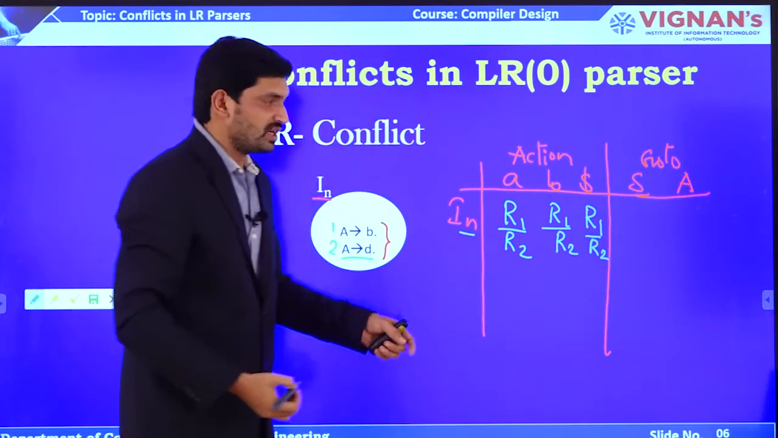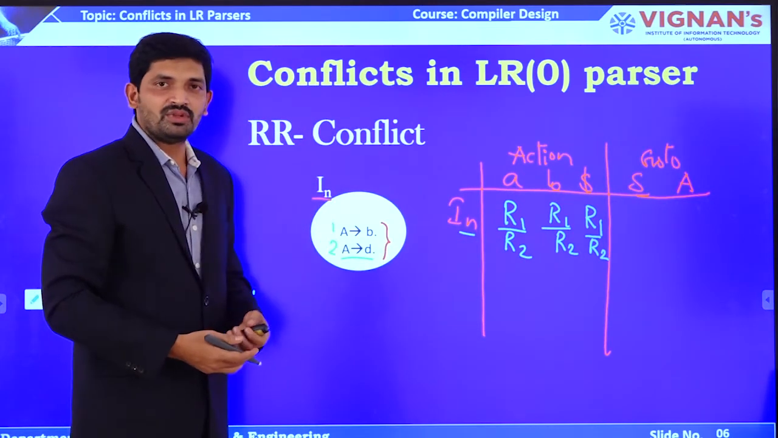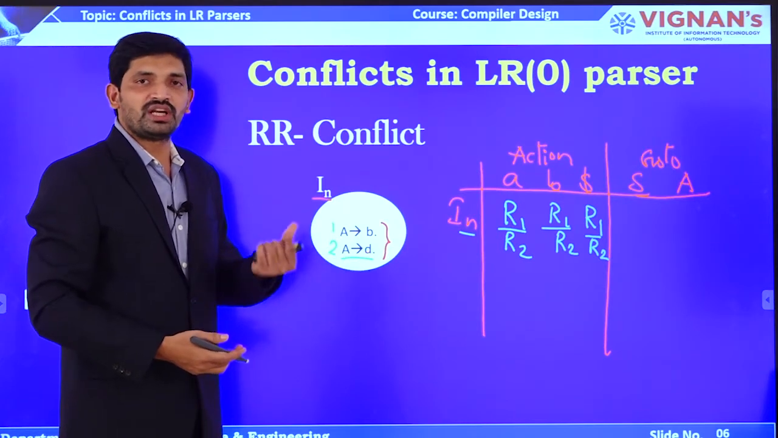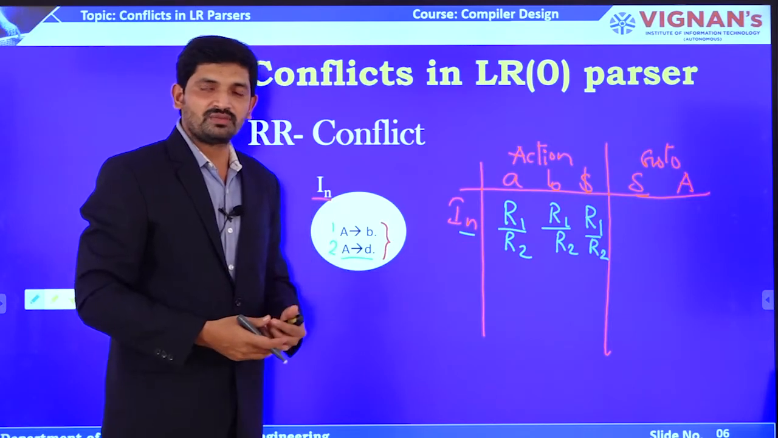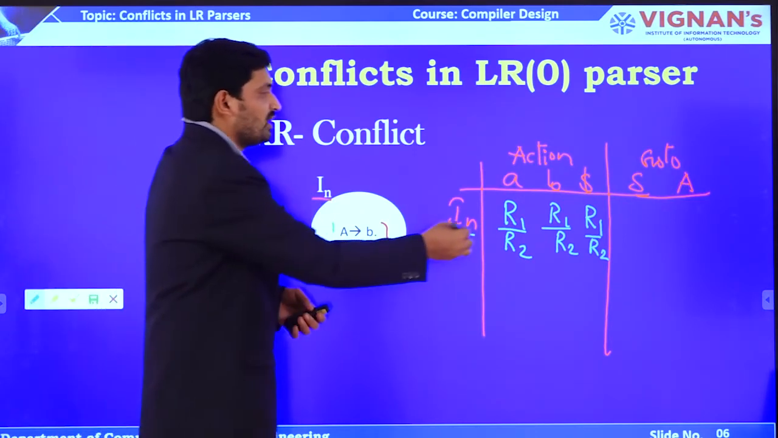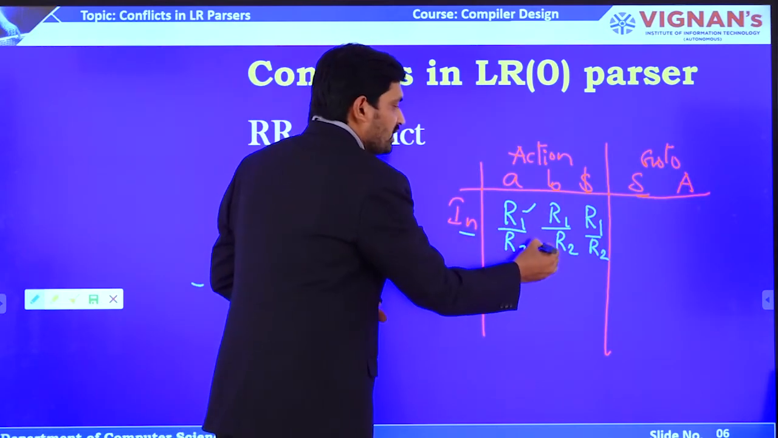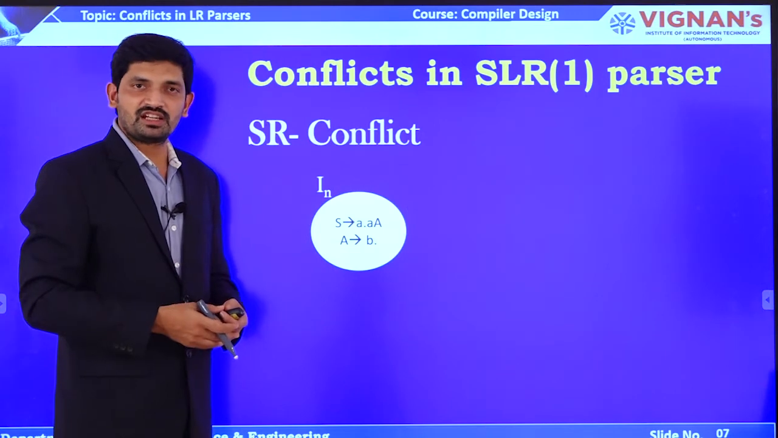So, which indicates R by R. That means, in this particular item, I have to perform two reduction operations, which may lead to the RR conflict. So, here the parser gets stuck whether it has to perform reduction number 1 operation or reduction number 2 operation. Let us discuss conflicts in the SLR1 parser.